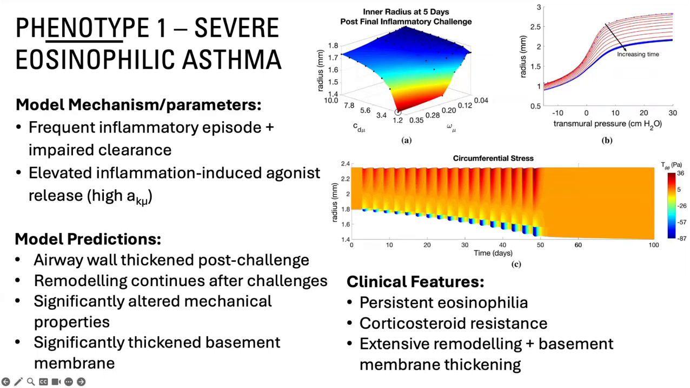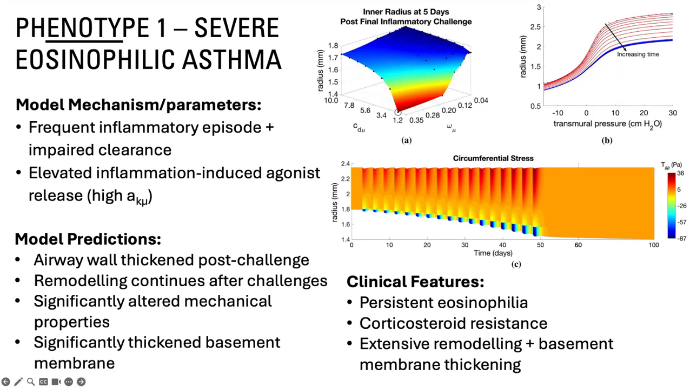biology. So for example, in severe eosinophilic asthma, we essentially have resistant eosinophils, a type of white blood cell. There's some resistance to corticosteroid. There's extensive remodeling and basement membrane thickening, and the basement membrane is a thick extracellular matrix between the epithelial cells and the rest of the airway.